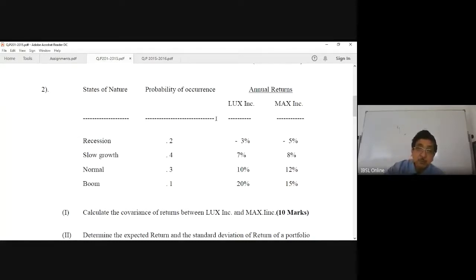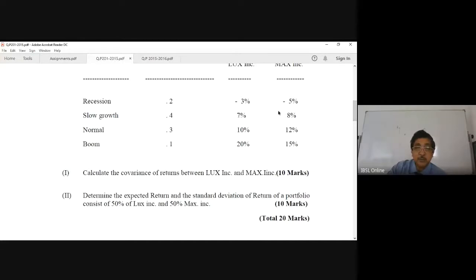Now there are 2 companies. Lux is one company, the other one is Max. The annual returns are given in percentage form. We can get rid of these percentage marks when we do the calculations, otherwise it will be cumbersome. So you can forget about the percentage marks, but when you calculate the covariance of returns between Lux and Max, or L and M.